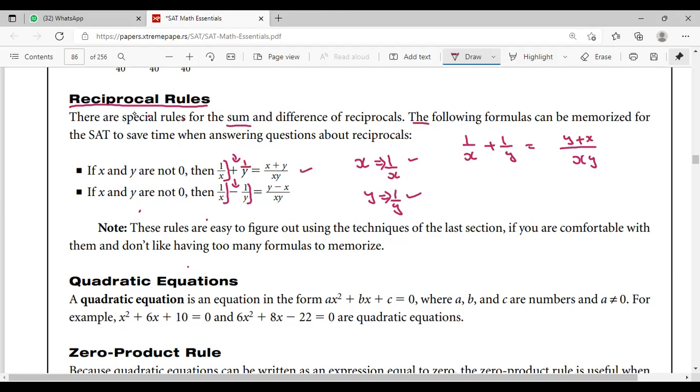So we have two reciprocals, 1 by x and 1 by y. In the first part, they're being added. In the second part, they're being subtracted. In order to convert it into a single fraction, this is the method which we are doing, right? We take the LCM and then we multiply y and x, and this is how we do it.